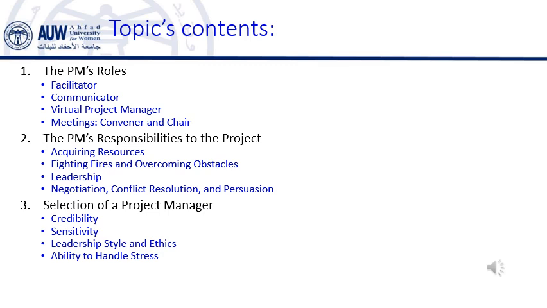Negotiation, conflict resolution, and persuasion. Managing relationships with stakeholders is a critical part of a PM's job. They must negotiate resources, timelines, and expectations with clients, team members, and suppliers. Conflict is common in projects, and the PM must resolve disagreements and ensure smooth collaboration.